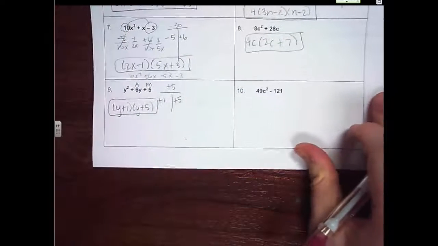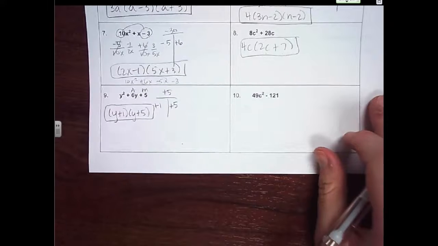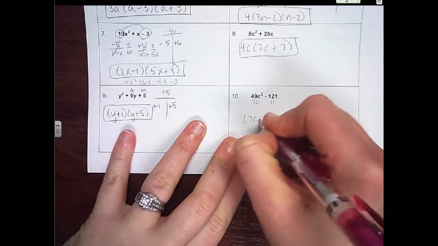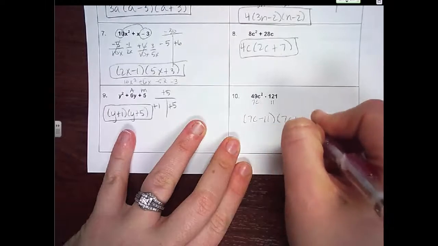Number 10, there's no GCF, so I go 2 terms, and I see that things are being squared. So what's being squared here is 7c and 11. So 7c minus 11, 7c plus 11.